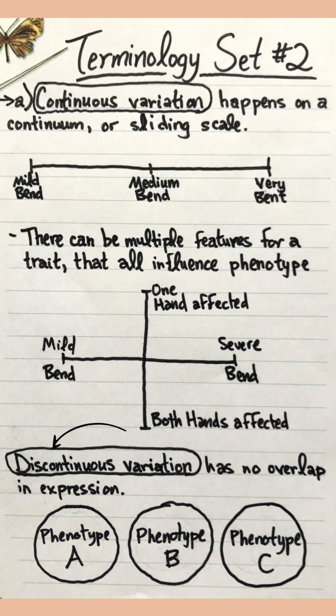Discontinuous variation is different in that there is no overlap in the expression of a trait. It's either phenotype A, phenotype B, or phenotype C, or D, E, however many different phenotypes. Maybe there's only 2 phenotypes. Maybe there's 5 phenotypes. The important thing is that there's no overlap in discontinuous variation.